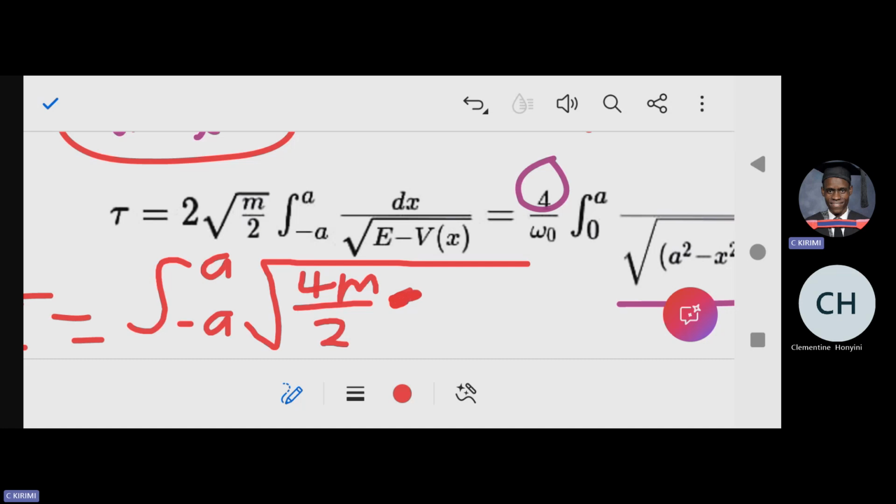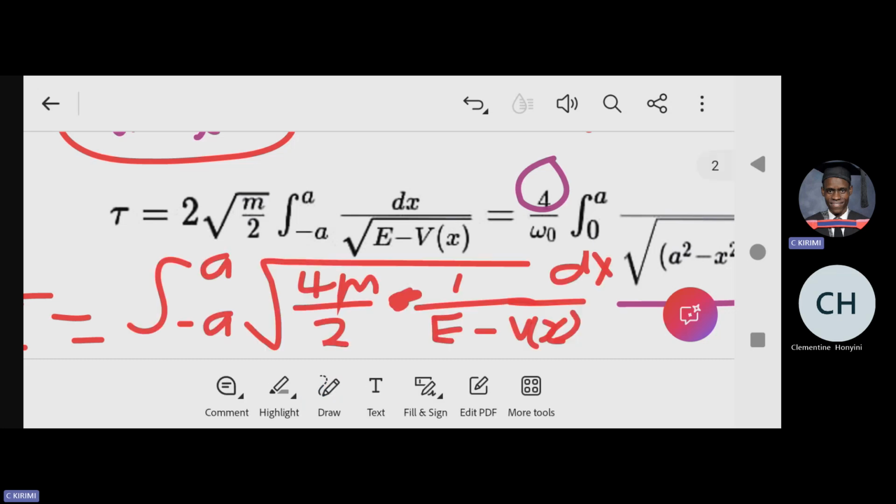Then you are also multiplying it by 1 over square root. But already it's under the square root sign, so there's no need for us to put a square root sign again. 1 over e minus v of x, like that. Then you don't forget your dx.